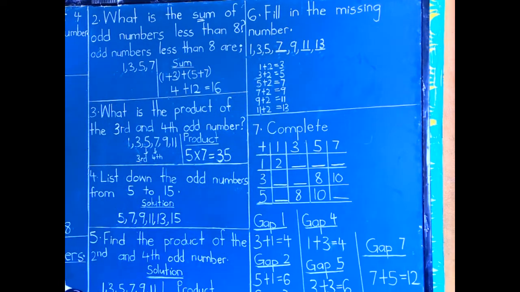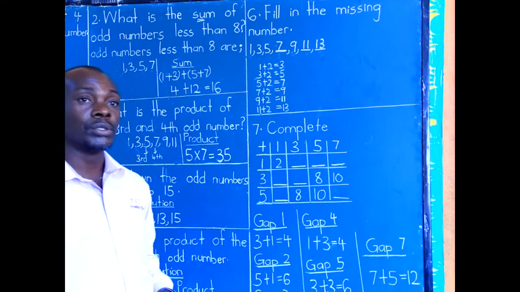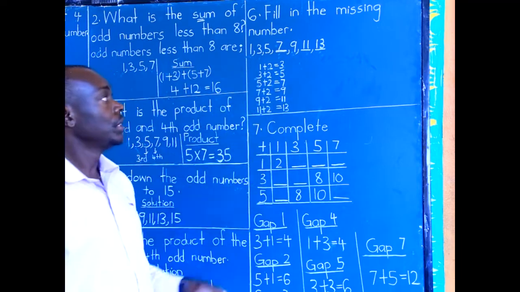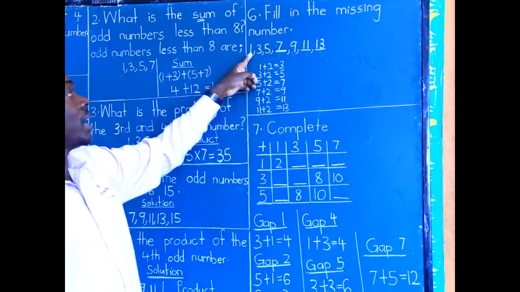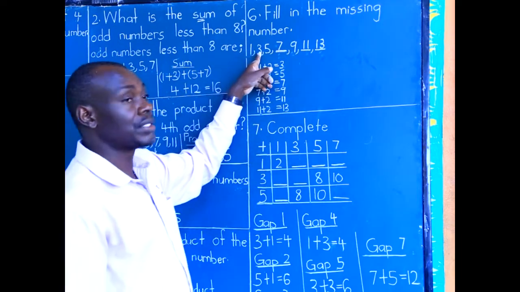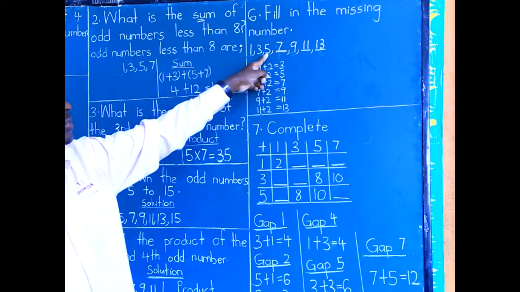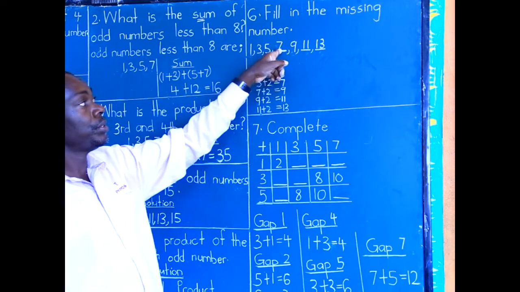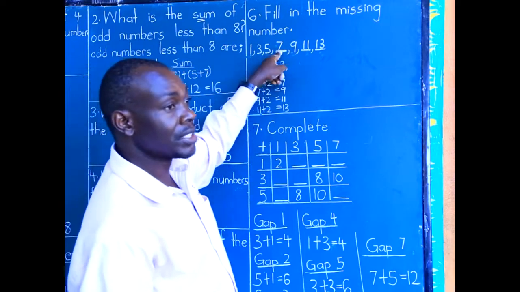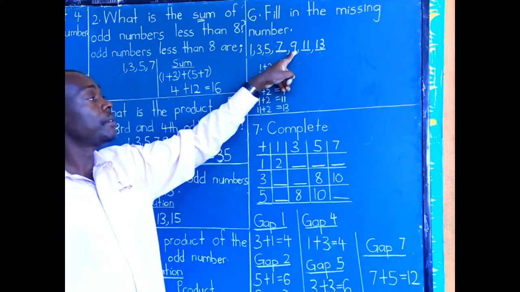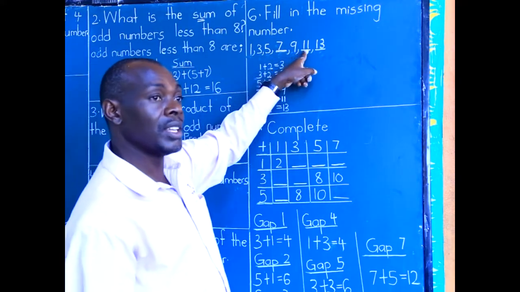So what are we realizing? That odd numbers have got a +2 pattern or sequence. You go on adding 2. 1 plus 2, you get 3. 3 plus 2, you get 5. 5 plus 2, you get 7. 7 plus 2, you get 9. 9 plus 2, you get 11.